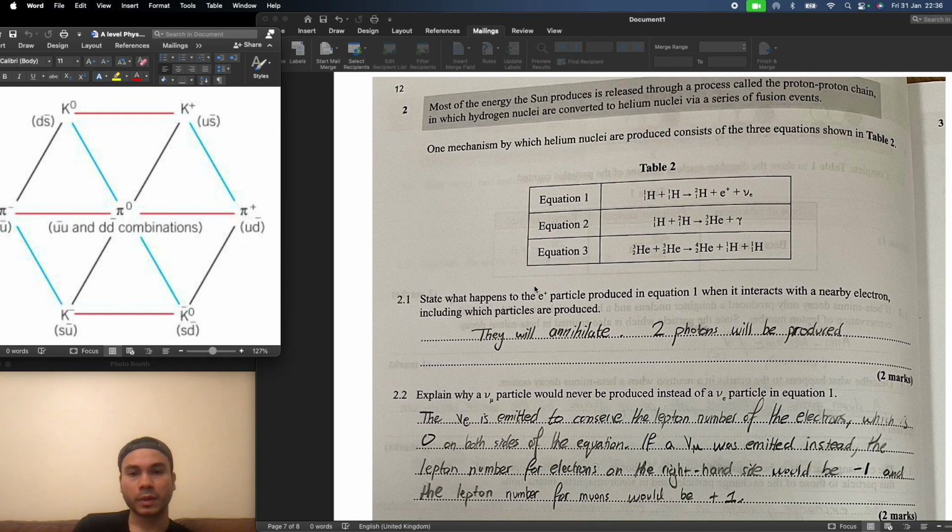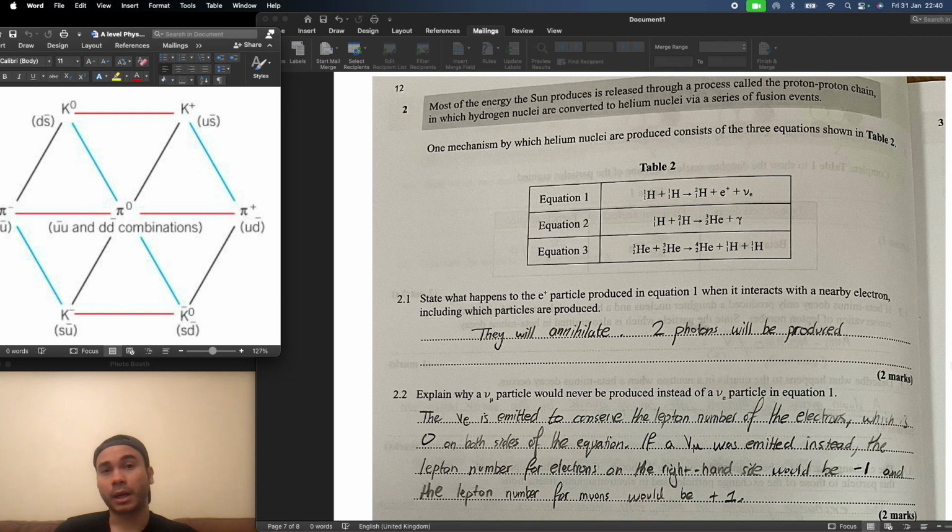So look at the next one. State what happens to the positron particle produced in equation 1 when it interacts with a nearby electron, including which particles are produced. So the positron particle, when it interacts with an electron, this is basically annihilation, and 2 photons will be produced.